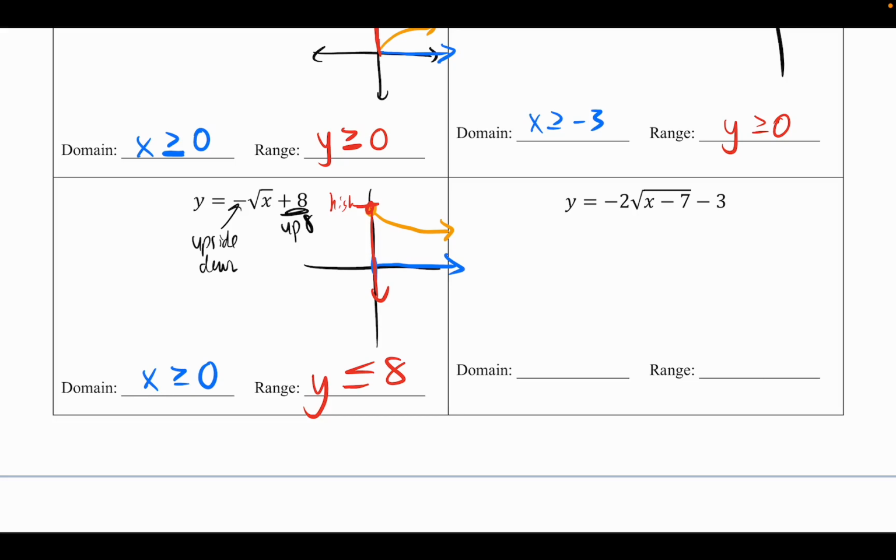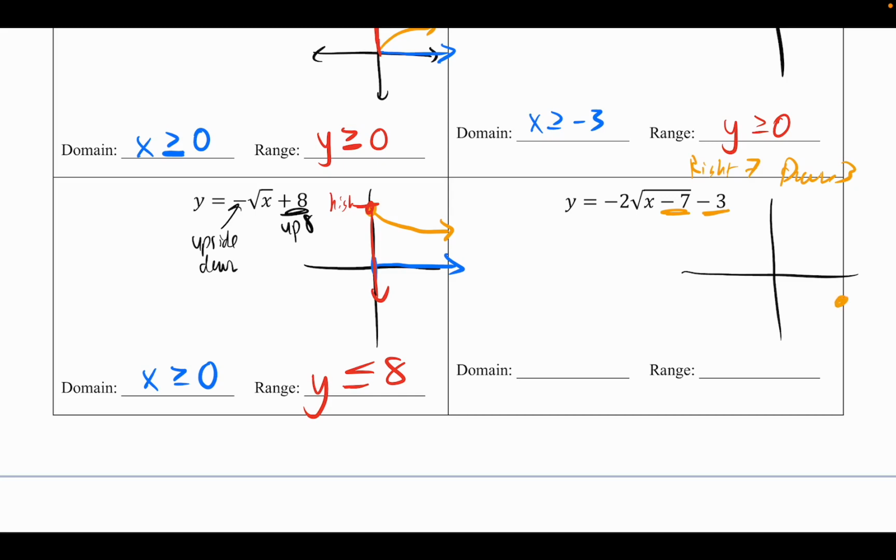And then finally, one last example to kind of think about here is this guy right here. So because of these couple of numbers, which I'll address first, we know that the graph is going to go to the right 7. When there's a minus inside, it goes to the right. And then when there's a minus on the outside, it goes down. It'll go down 3.